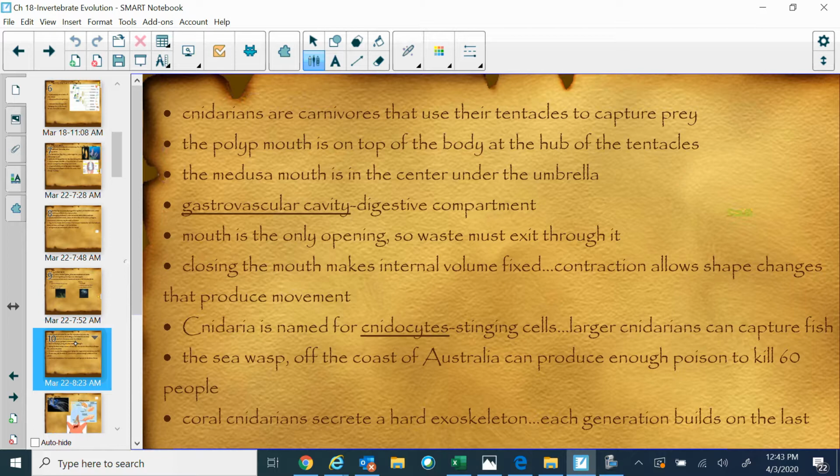And what they do is they trap prey with their tentacles, and those tentacles will then bring the prey towards the mouth at the central location of either the medusa or the hydra in that polyp form. They do have this gastrovascular cavity, which is a stomach with circulatory features that allow food and nutrients to travel throughout the body. But it doesn't have an exit for that, so it has to basically regurgitate its food. By closing its mouth, it can then change its shape, which then allows it to move through water.